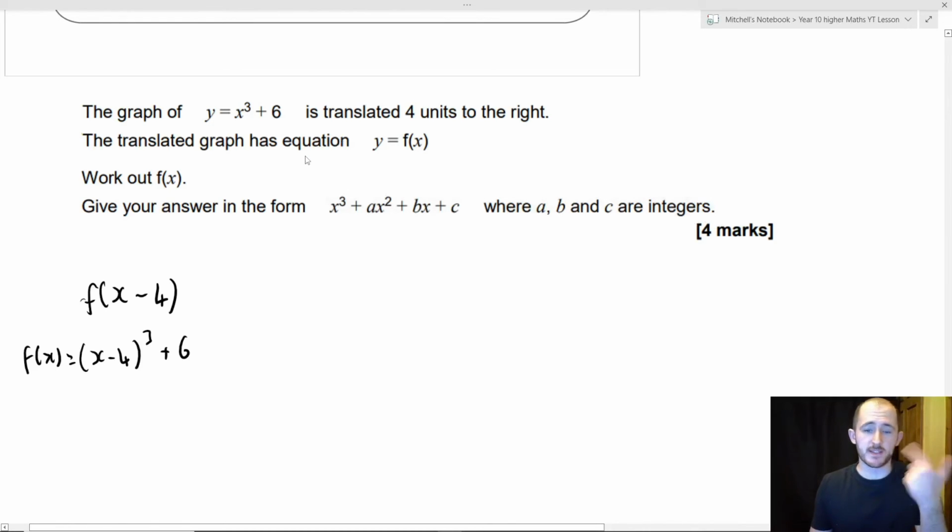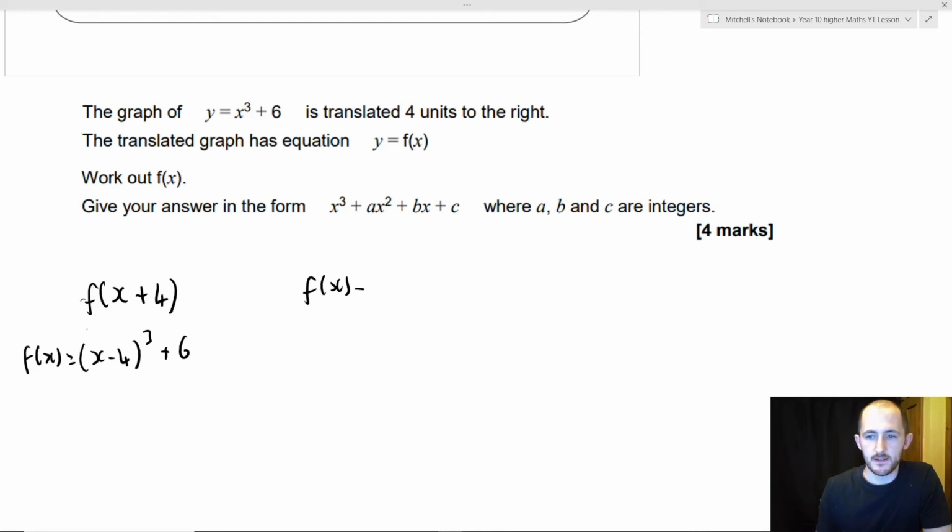Now that first step is where most students messed up on the question, because they didn't make the link. Some of them did make the link, but instead they did this, or they did this because they forgot about it. Or when they subbed it in, they did something like this: x cubed plus 6 minus 4.